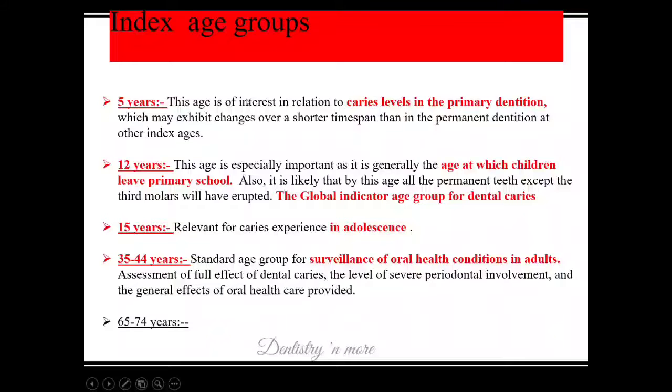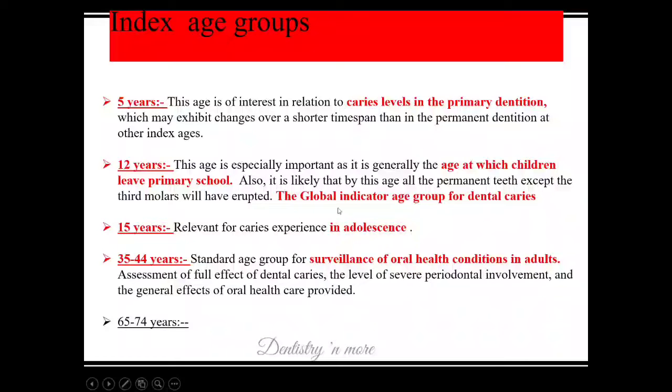So this is the index age group I was talking about. We have 5 index age groups. One is 5 years, then 12 years, 15 years, 35 to 44, and 65 to 74. So 5 years is the age of interest in relation to caries level in primary dentition. This 5 years is important because it is the age at which children begin primary school. Then 12 years is important because it is generally the age at which children leave primary school and is the last age at which a sample may be obtained easily through the school system.